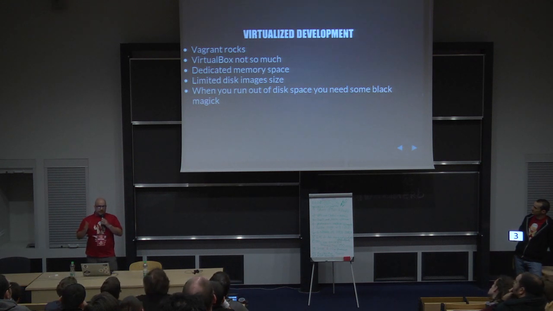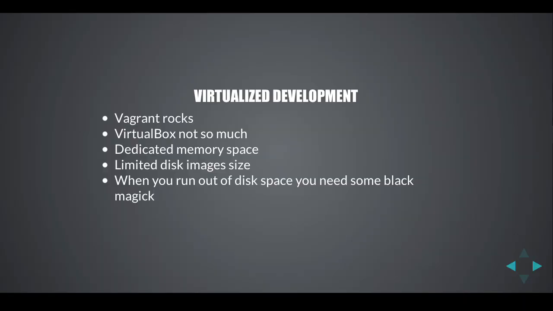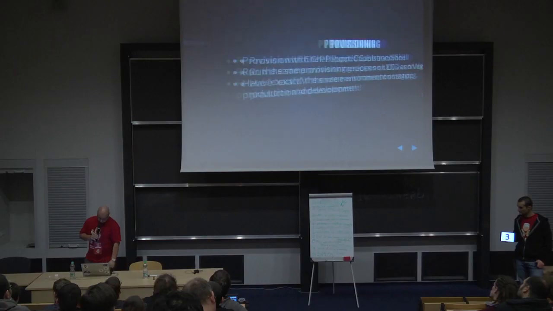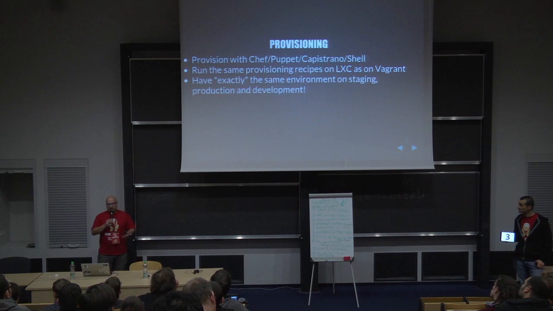VirtualBox gets this dedicated memory space that you cannot really share with the rest of your operating system. So if Vagrant adds them all, it's just a slice of memory dedicated to it. The same goes with the disk space, and it's even worse. If you run out of Vagrant disk space, then you have to do some black magic to resize the disk, add an extra partition or whatever. So it's not nice. And at the same time, you can use the same provisioning that you've already been using.